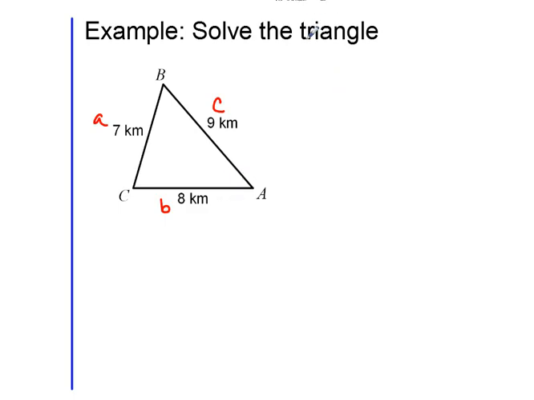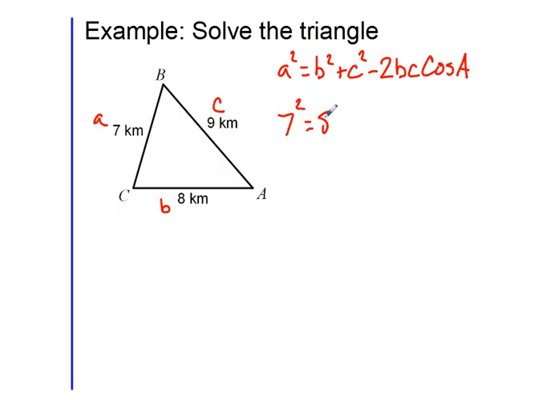The law of cosines that has angle A in it is equal to A squared. So here it is. A squared is equal to B squared plus C squared minus 2 times B times C times the cosine of angle A. Let's plug in everything I know. 7 squared is equal to 8 squared plus 9 squared minus 2 times 8 times 9 times the cosine of A.